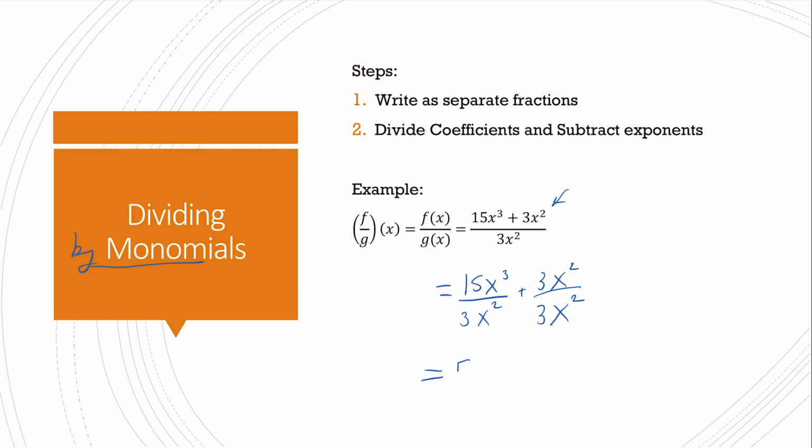15 divided by 3, that's 5. X cubed over x squared leaves me with just x. In my second term, I have 3x squared over 3x squared. 3 divided by 3, well, that's just 1. X squared over x squared, that's x to the 0, or 1. So fully simplified, this would be 5x plus 1. That's when we're dividing by single term monomials. So let's do a few examples of that.